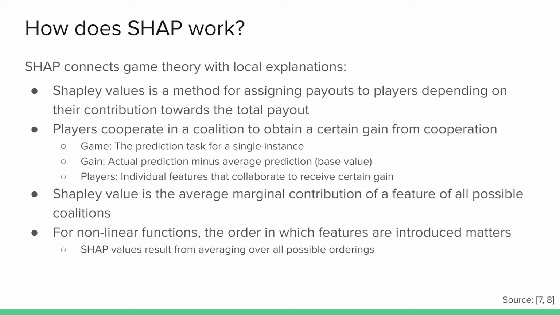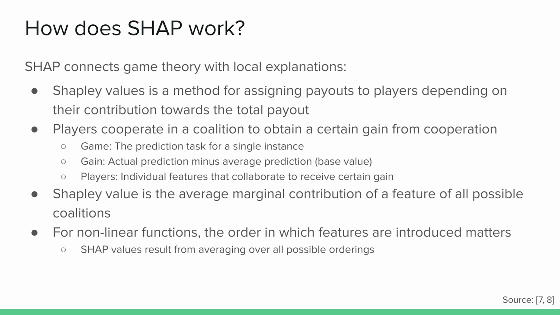Shapley values is a method for assigning payouts to players depending on their contribution towards the total payout, which is exactly what we want here. We want to understand how much each feature, which in our case would be the player, contributes in our game, which is this prediction task. And the gain is the actual prediction minus the average prediction, this base value that we have.